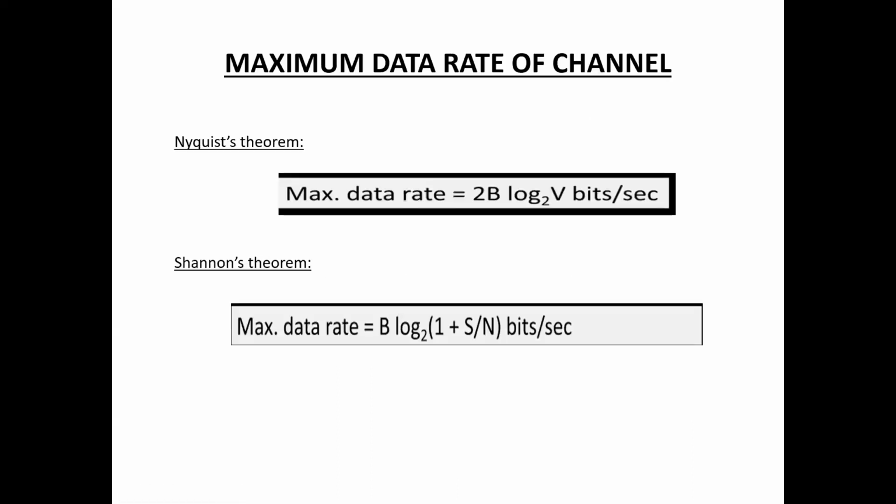Remember the point here: B is the bandwidth, V is the number of signal levels and S by N is the signal to noise ratio. If they give bandwidth and signal to noise ratio, we have to find the maximum data rate using Shannon's theorem. If they give the number of signal levels V and bandwidth B, you find the maximum data rate of your channel using Nyquist theorem.